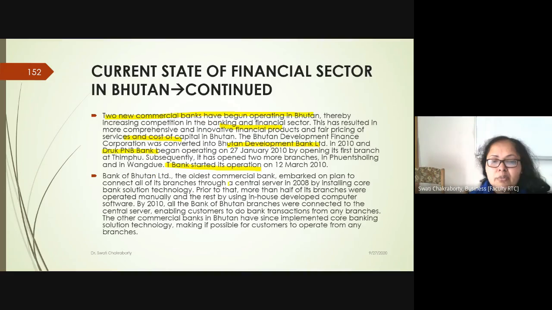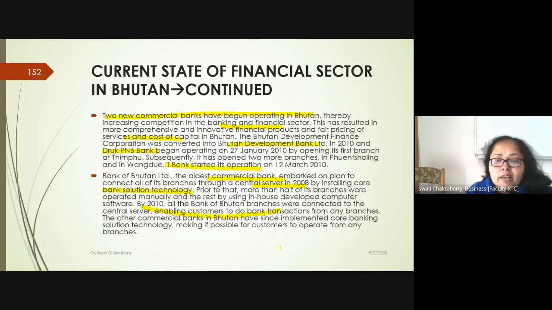So Bank of Bhutan, being the oldest commercial bank, planned to connect the entire country. It wanted to connect all the branches throughout the country. How? Through a central server in 2008, where they installed a core banking system solution, CBS, right? And by 2010, all the BOB branches were connected to the central server, which actually helped customers to do bank transactions from any branch, right?